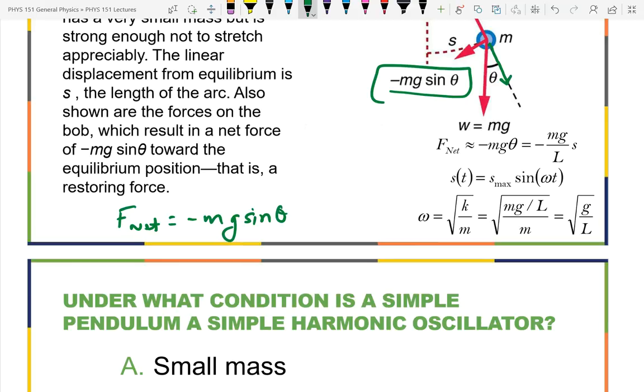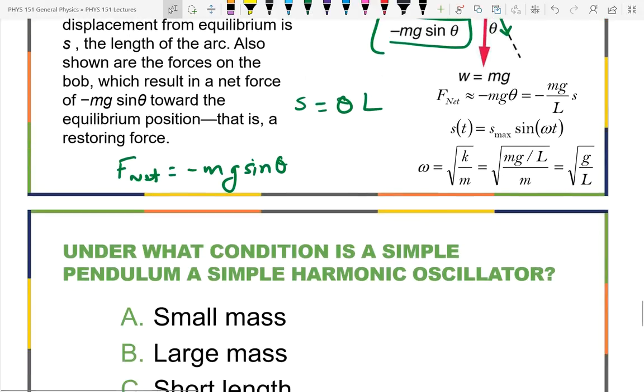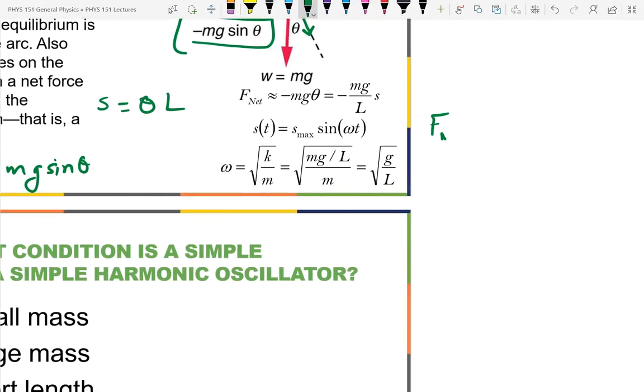What is my displacement? Well, I would generally consider my displacement x the distance along the arc length. For a circle, the arc length, there it says s, so I'll use s. S is equal to theta times the radius, which in this case is L. So I can rewrite this as force net equals minus mg sine of S over L.